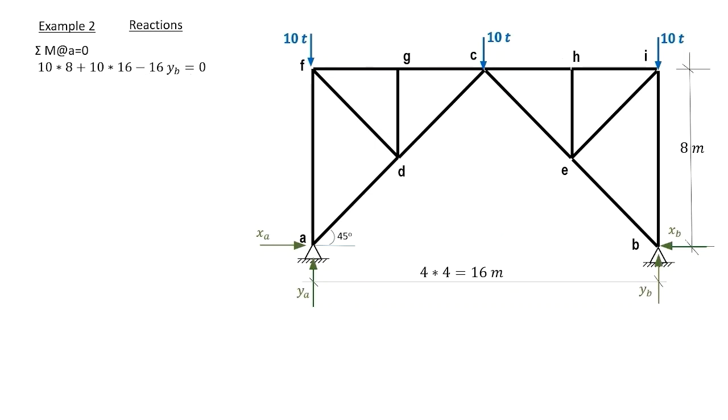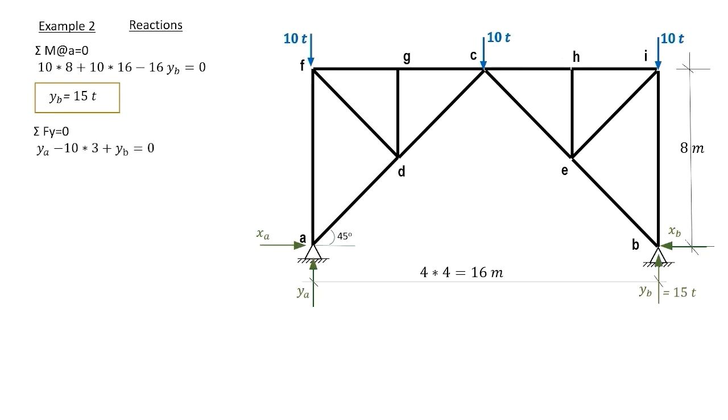Please note that the arm of the force is the length between the point about which the moment is taken and perpendicular to the force. This gives YB equals 15 tons and is plotted on our diagram.